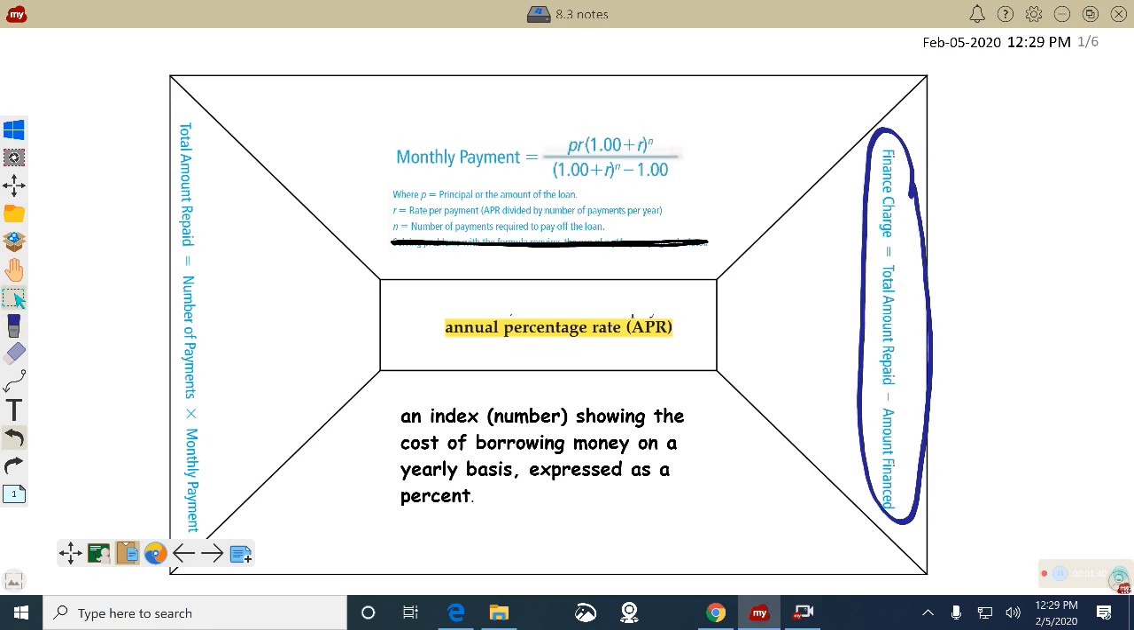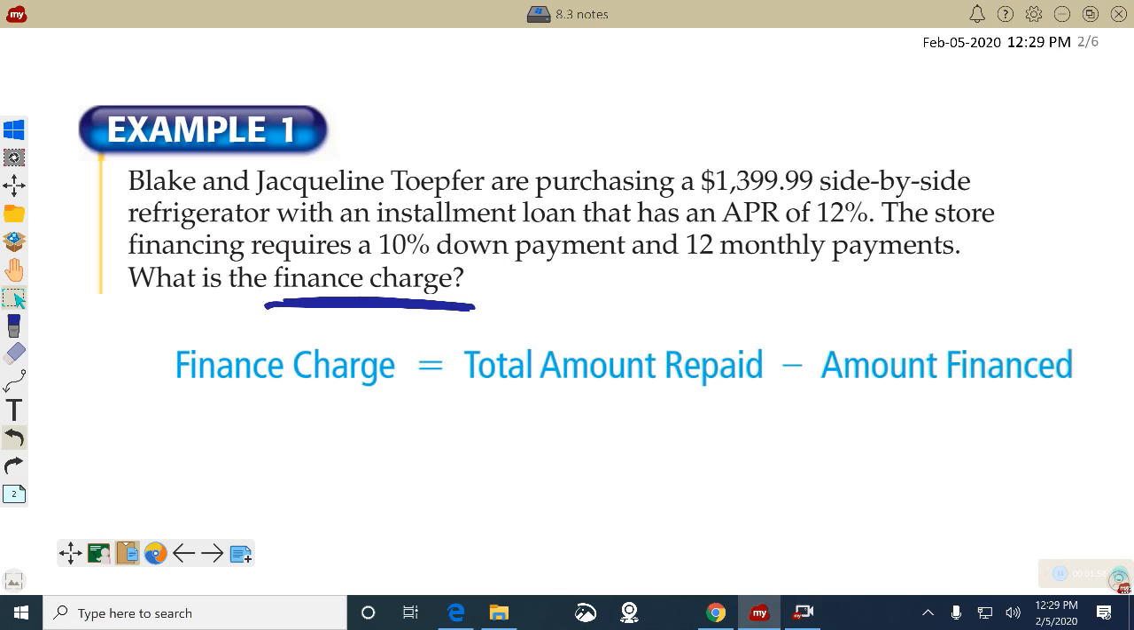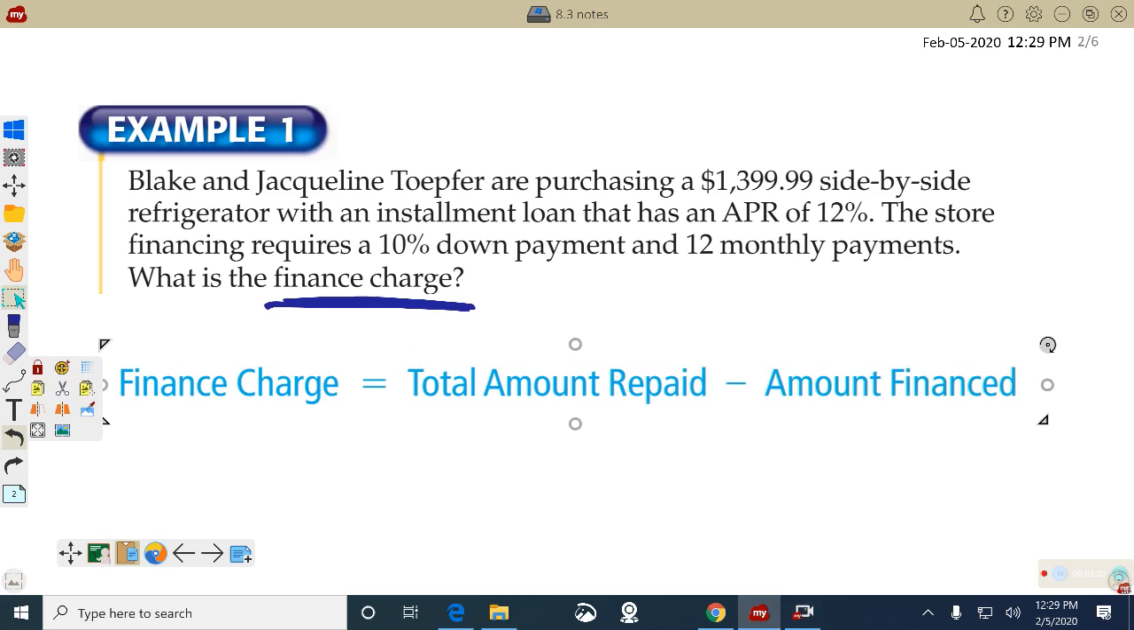Let me see if I can copy and paste this. So finance charge is this. Look at the formula I gave you yesterday. Go and write this down really quick. Finance charge equals total amount repaid minus amount financed.